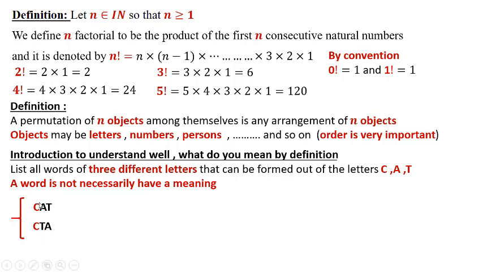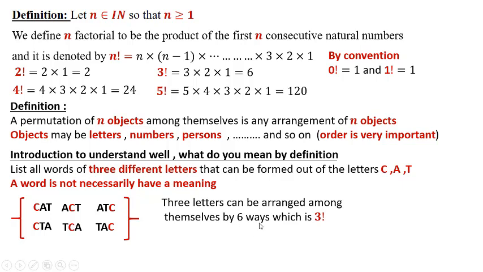Now complete. Assuming C is the second letter, again A and T can be permuted in 2 ways to get another option, TCA. Assuming C is the third letter, then A and T can be permuted to get other 2 options. Then the total number of words equals 6. Now, what does 6 mean? 6 is just 3 factorial.